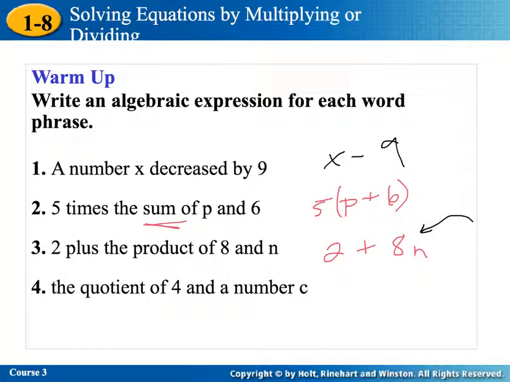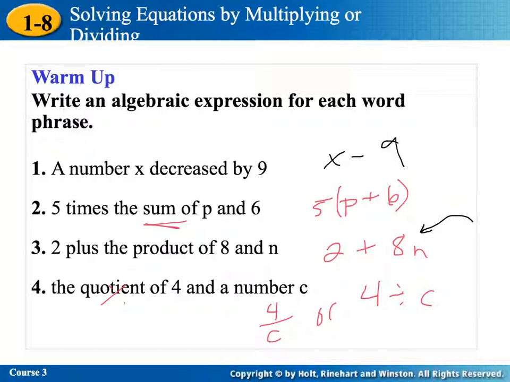Okay, the quotient of 4 and a number c. What does quotient mean? Division. So you're dividing here, 4 divided by c, or if you took 4 over c, it is the exact same thing. One or the other works perfectly.